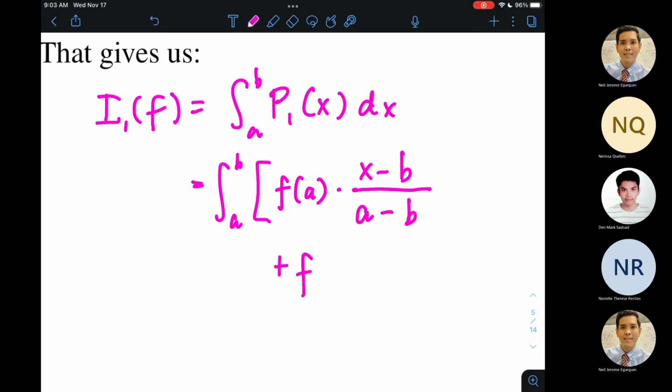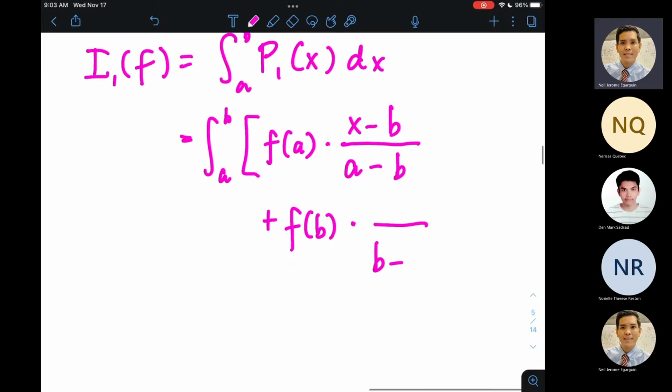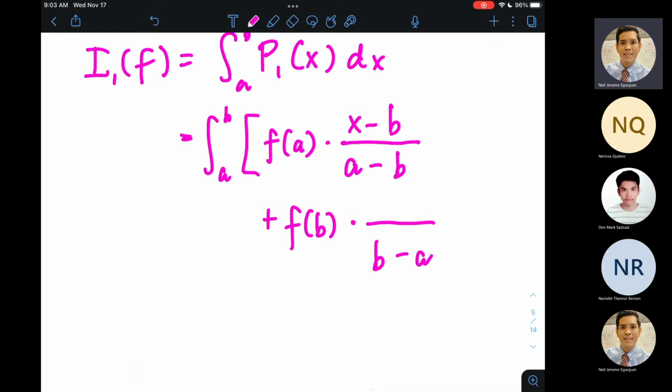Plus, f of b times b minus all of the abscissas. So supposedly product yun ng mga b minus abscissas. Kaya lang, dalawa lang yung abscissa. Bawal ako mag minus b kasi magzizero siya. So no choice ako. Isa lang yung factor dun sa Lagrange basis polynomial. May denominator siyang b minus a. Pero yung subtrahends dapat match. Tapos kailangan may x dyan. Alright?